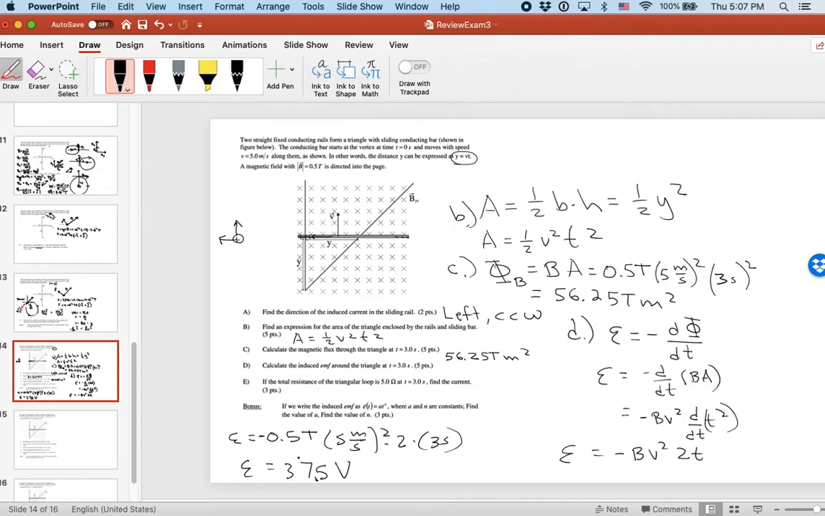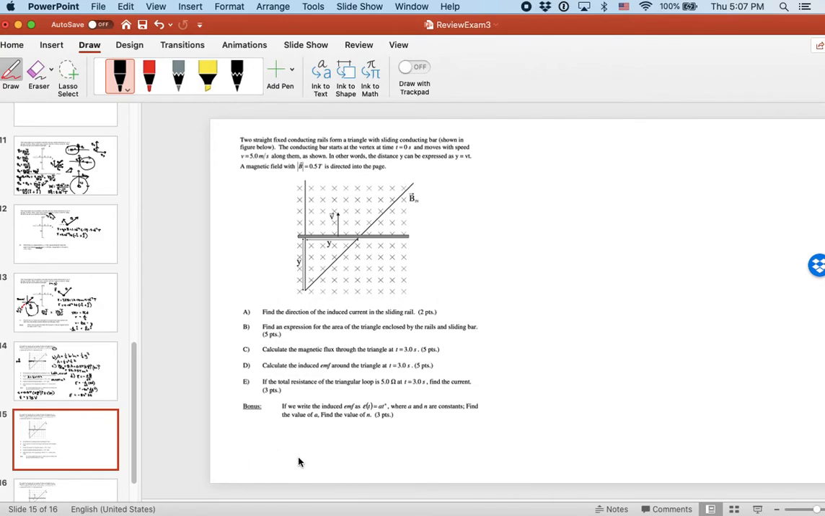And our next one is part E. What's the total resistance? So I is equal to the EMF over the resistance, and that's going to equal 37.5 over 5, and so we get the current is equal to 7.5 amps.